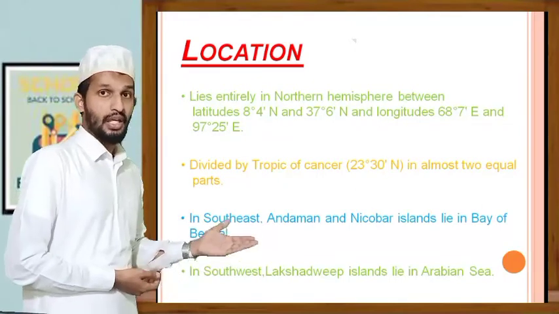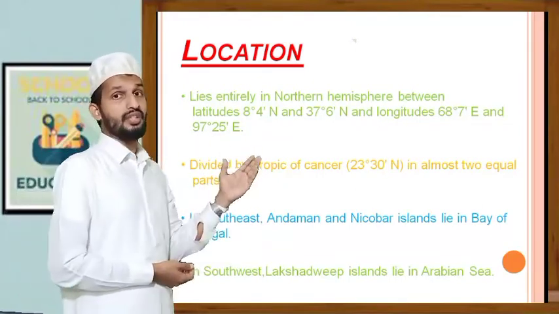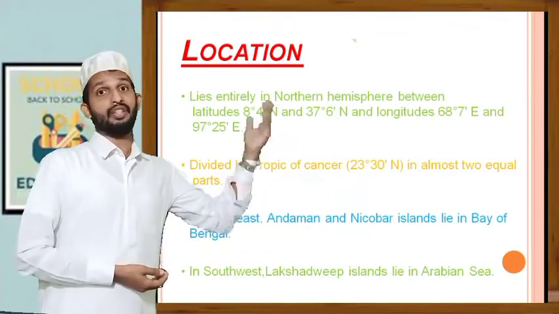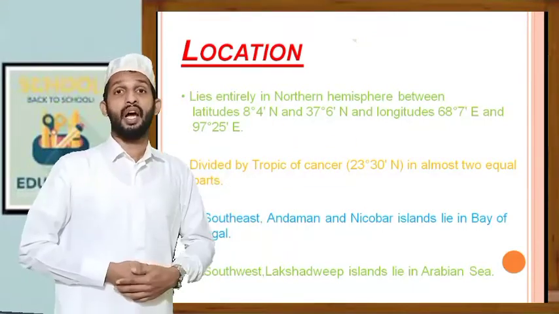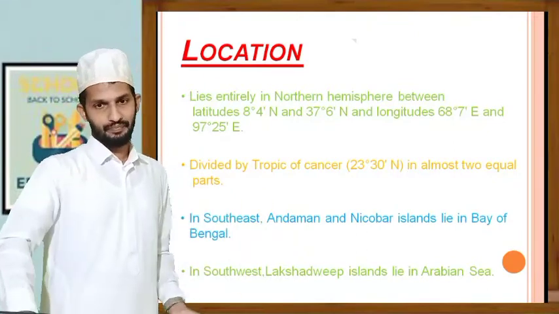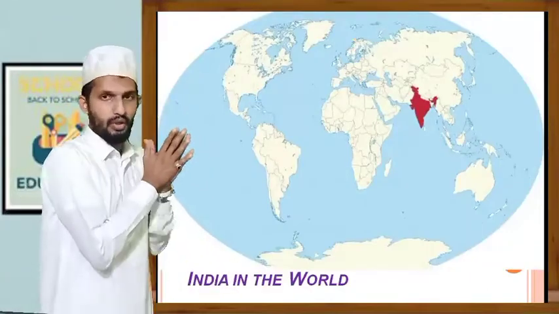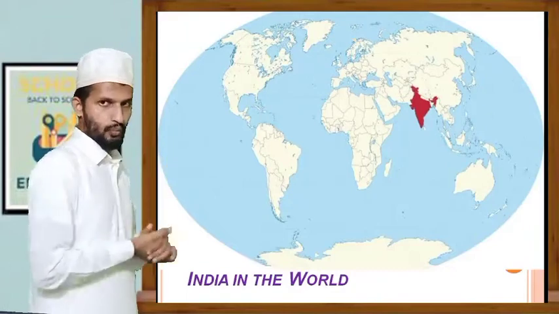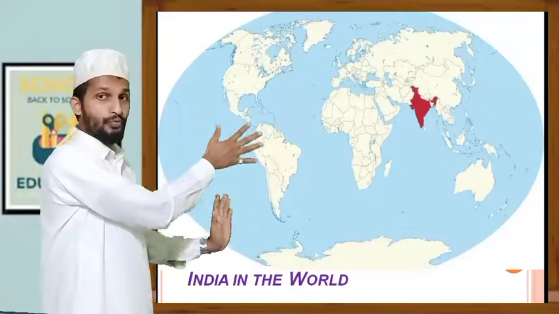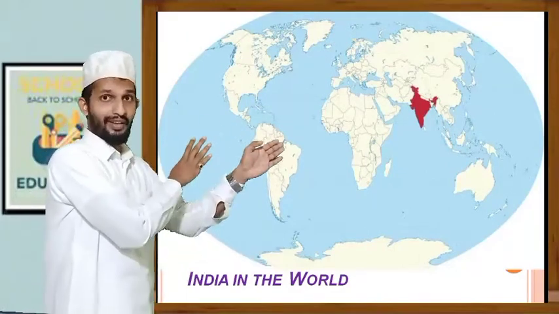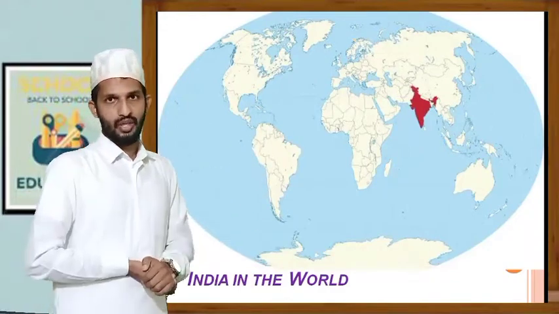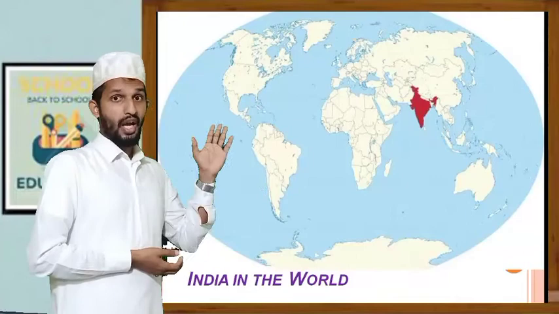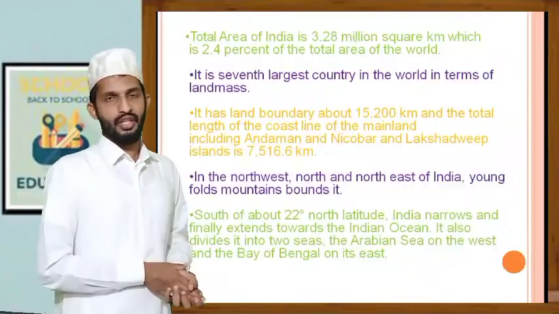And we can see in India the southeast Andaman Nicobar Islands in the Bay of Bengal, and in the southwest Lakshadweep Islands in the Arabian Sea. So in this picture we can see India and the world. This is the map of the world, and we can see here in the red shade that is India, our God's own country.